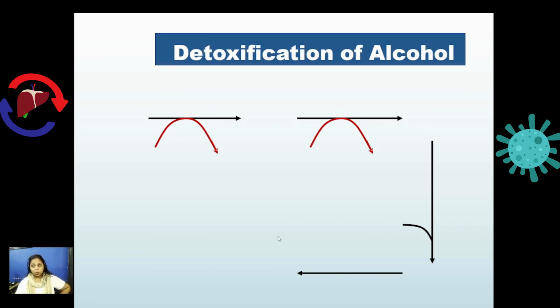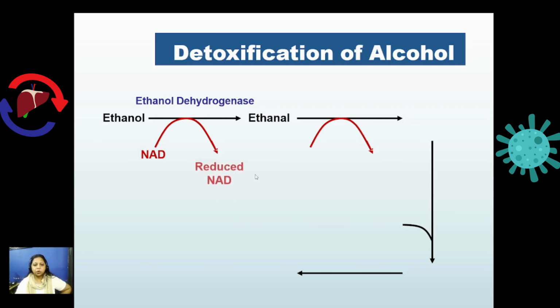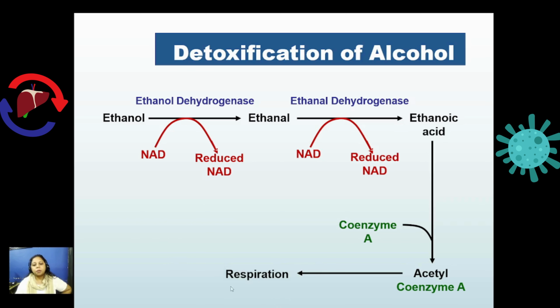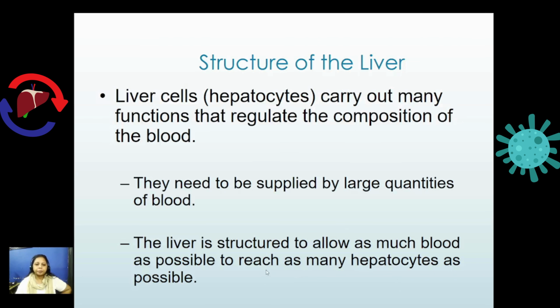How does the alcohol detoxify? Number one, ethanol is converted into ethanal with the help of alcohol dehydrogenase, and NAD is reduced to NADH. Then ethanal is converted into ethanoic acid with the help of ethanal dehydrogenase, and again the NAD is reduced to NADH. This is again converted into acetyl coenzyme A. And acetyl coenzyme A is an important part of our Krebs cycle. So it helps in respiration.